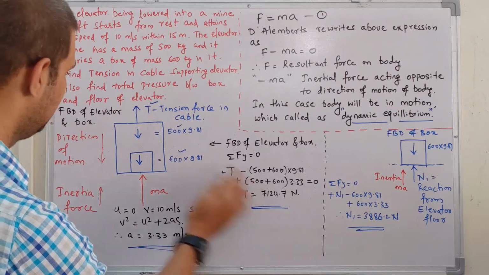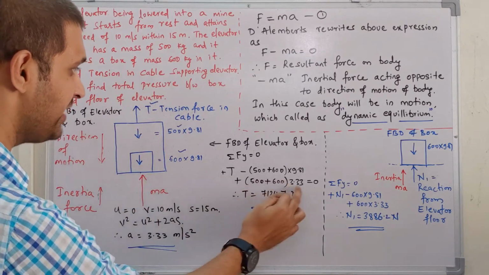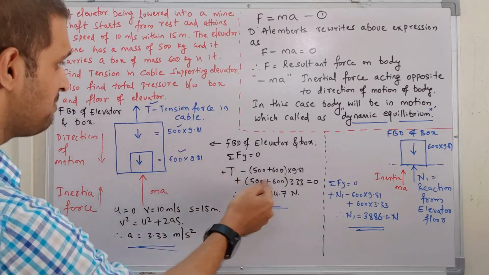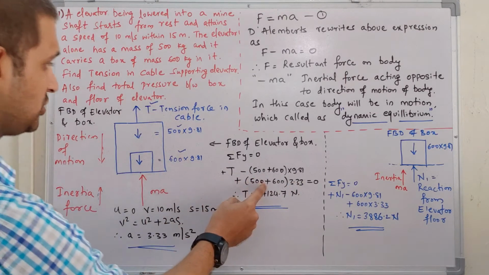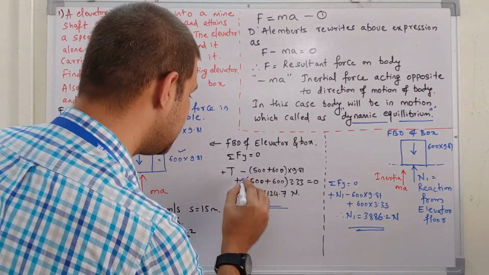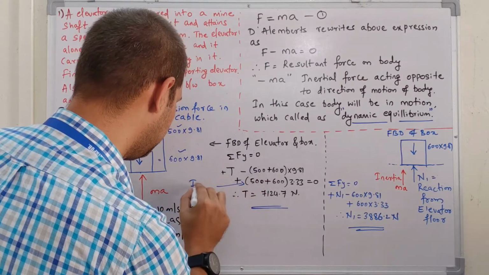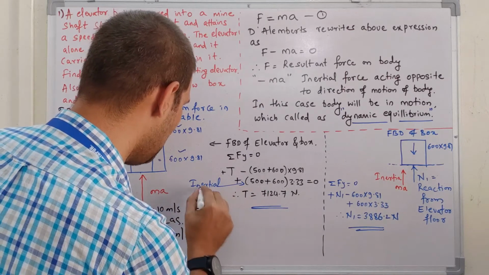Now what are the masses? 500 and 600, and what is the acceleration it is moving with? 3.33. Now the same M into A is taken as inertial force acting opposite to the direction of motion of the body. So this we can call as inertial force, which is M into A.